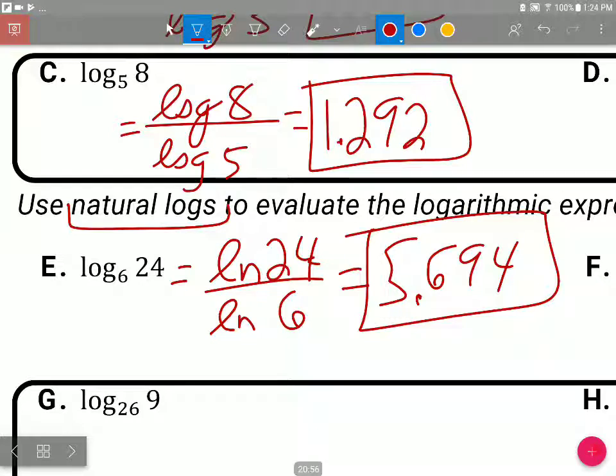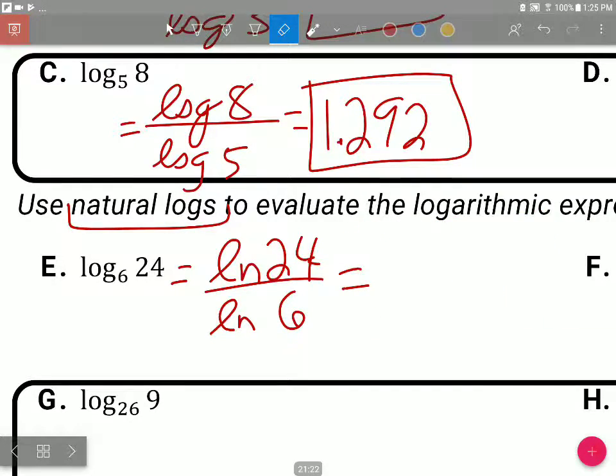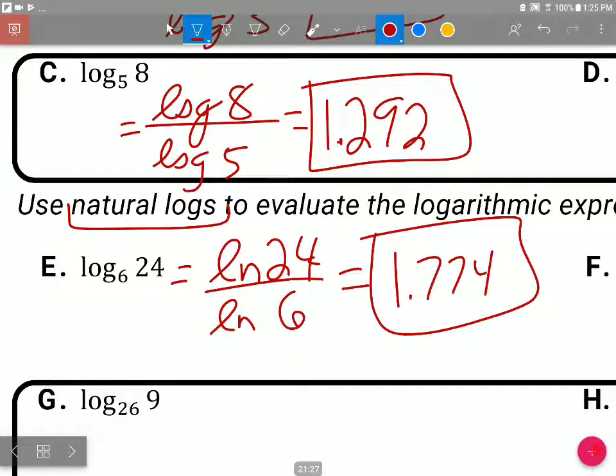Cool. So here's the deal. Is that not right? Did I do it? 1.7. Log of 24 divided by log of 6. Oh, I hit the wrong button. 1.774. You're right. Thank you. 1.774. Did you not close your parentheses? No, I didn't do that. Yeah, that's what happened.